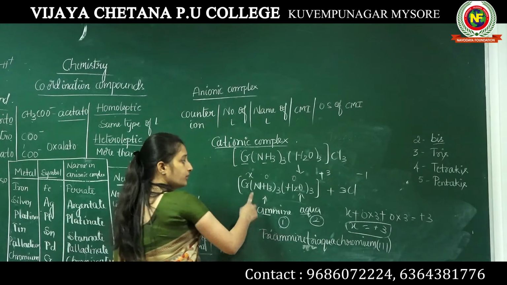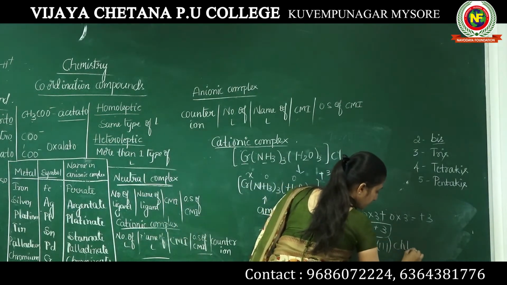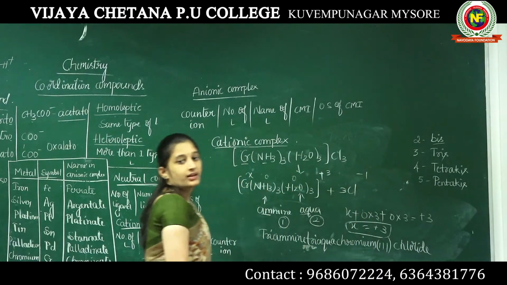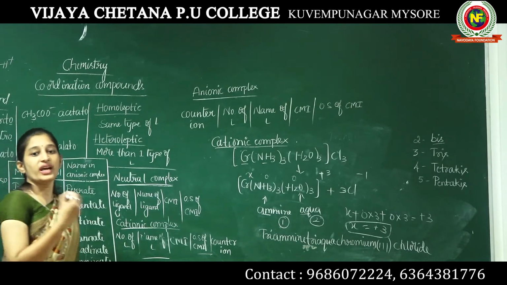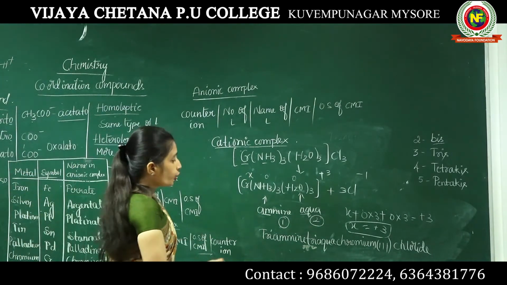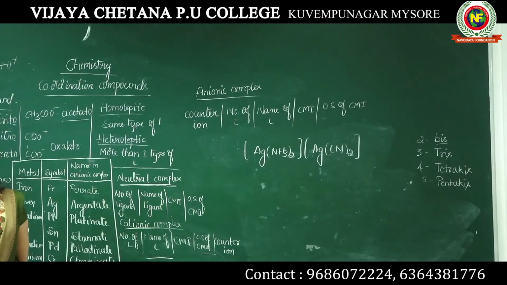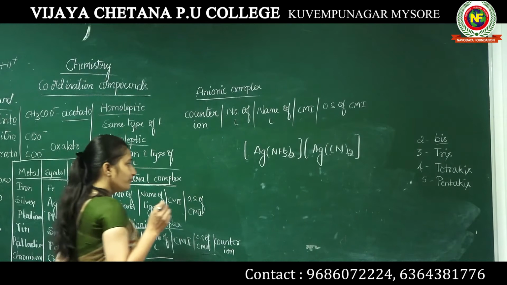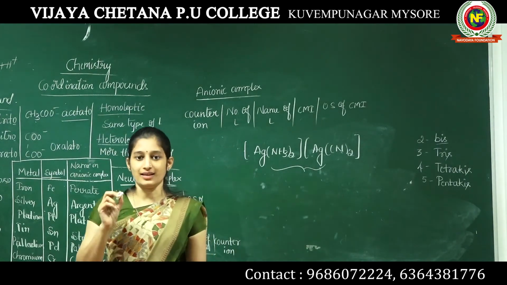And what is the counter ion? Chloride. Then what is the name for this particular compound? Triamine, triaqua, chromium(III) chloride. Now next one. See, this is a very important and special type of example.